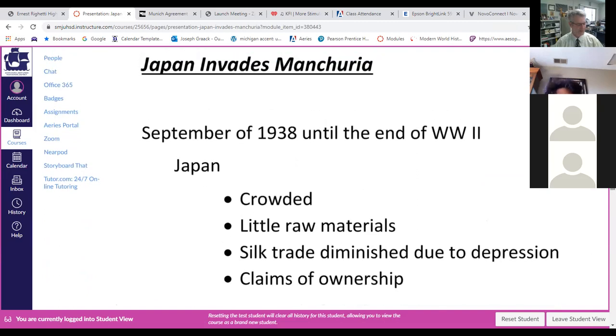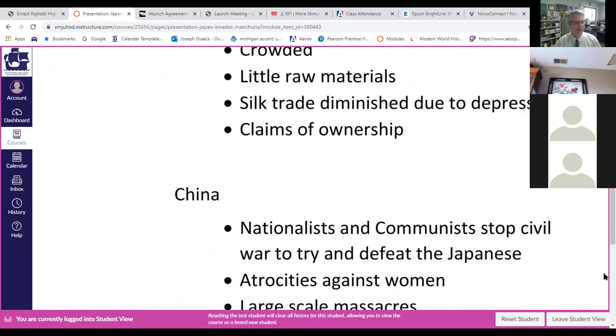Now, looking over in Asia, because Japan is going to be very aggressive too in the amount of lands that they try to get. September of 38, and basically until the end of the Second World War, Japan invades Manchuria, a large portion of northern China, and they basically occupy it until the end of the war. Japan is very crowded. They had a need for raw materials because they are in a set of islands. The silk trade had diminished during the Depression after World War I, which they had used that money to buy resources for things they wanted. And Japan just says, you know what, this should have been our land from the very beginning.